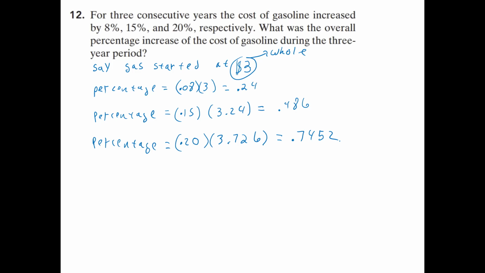And so then you're going to add that to what it used to cost, 3.726 plus the 0.7452. So your gas used to cost 3.726, and you just went through a 0.7452 increase. And so then when you add those together, you started off at 4.4712.